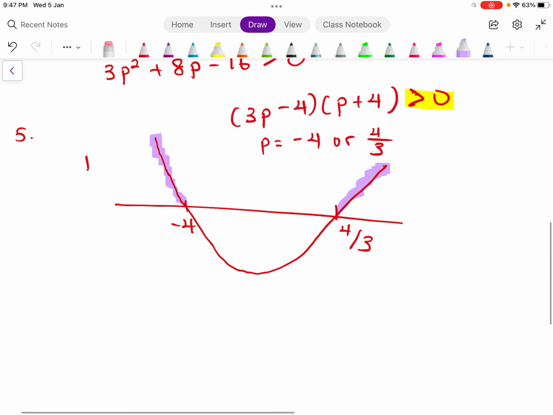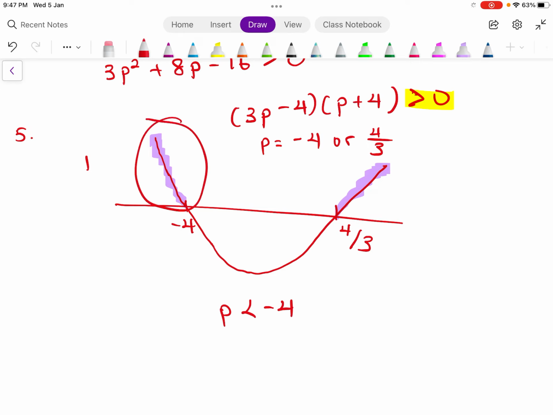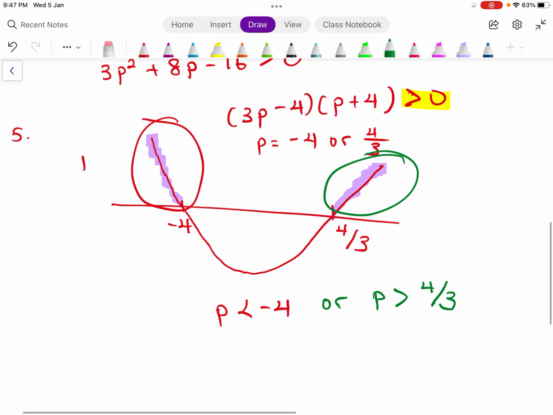In order to fulfill this shaded region, my p must be less than -4. If you look at this part, whatever is the shaded region must be less than -4. Of course there's another counterpart here, so or p is more than 4/3. Alright, so this is the graph method.